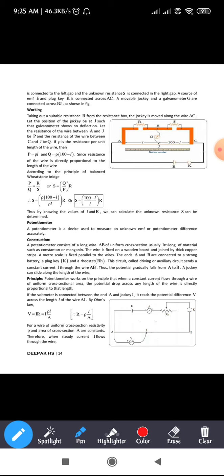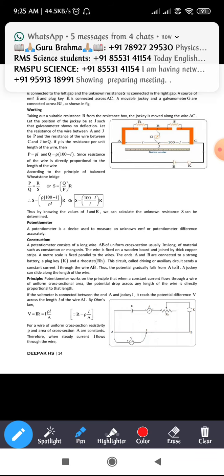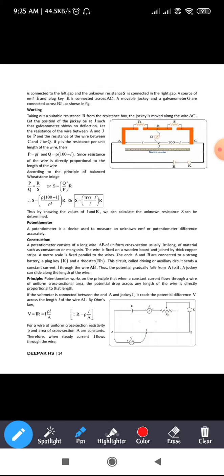The second one is to compare the ratios of EMFs of the two cells. So two experiments you have by making use of this potentiometer.